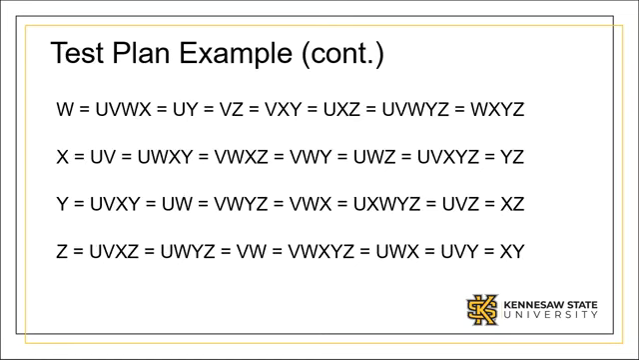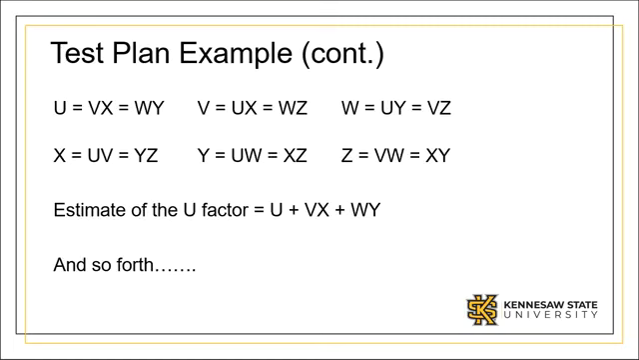Here are the aliases for the other factors. Looking at only the 2-factor interactions, we get the following. This helps us best define the behavior of our model. For example, the estimate for the U factor is actually the estimate of U plus VX plus WY. The resolution is always equal to the length of the shortest word in the defining relation. This was 3. So we have a resolution 3 design.